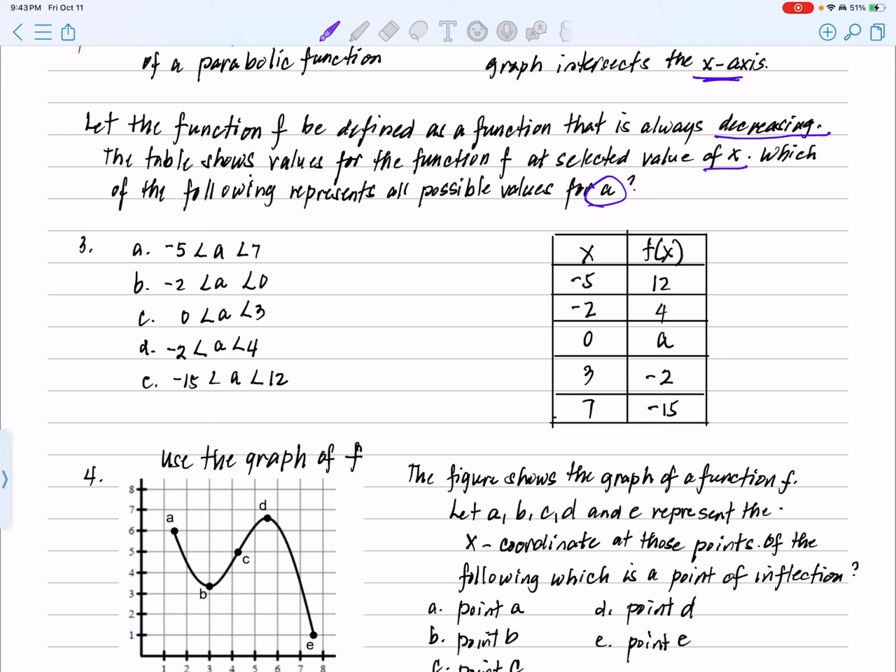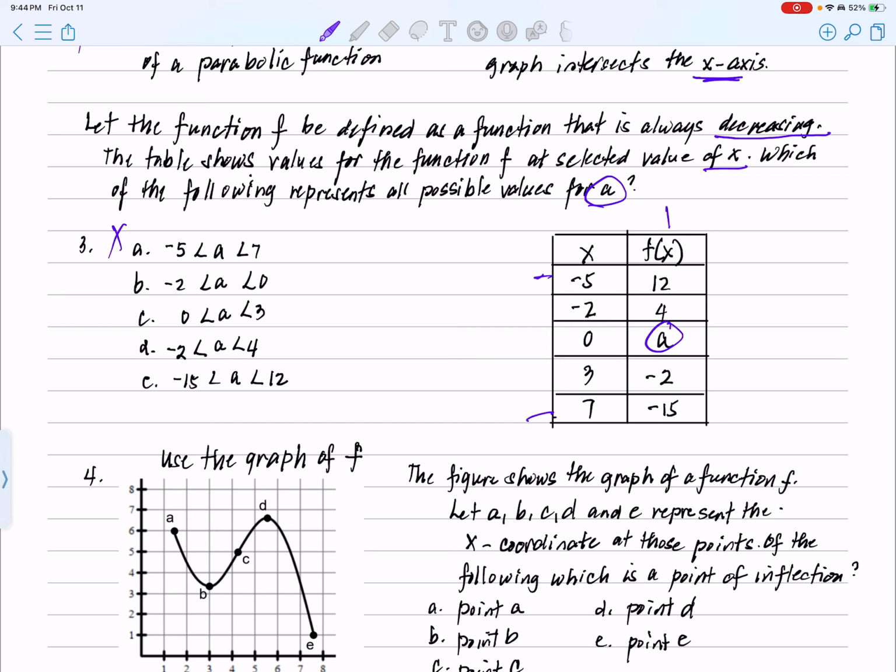Okay? A. A is found in the output. A is here. It's in the output. So it says in the interval between -5 to 7, right here. Is A found in the input? No.